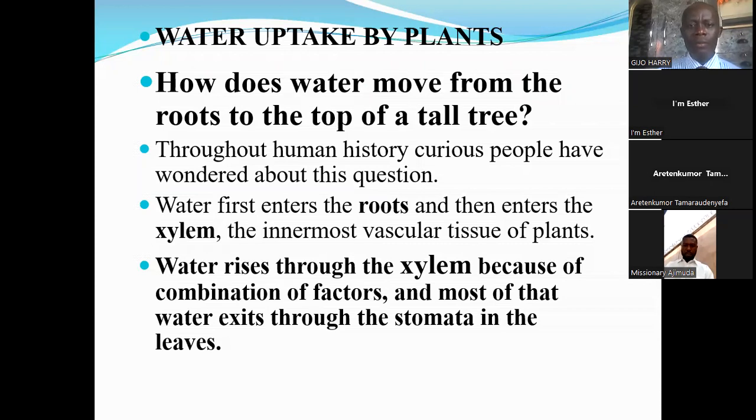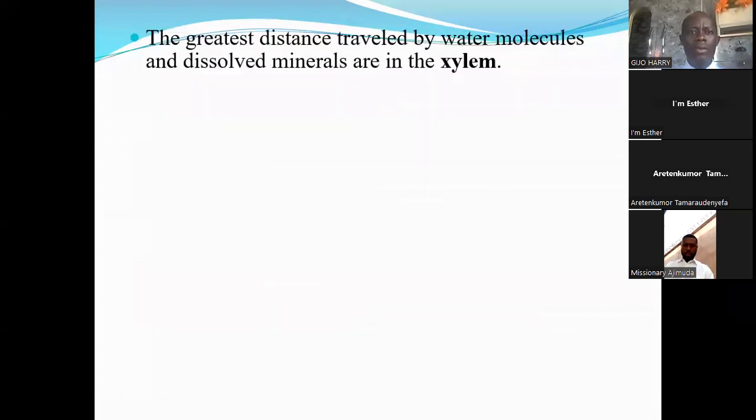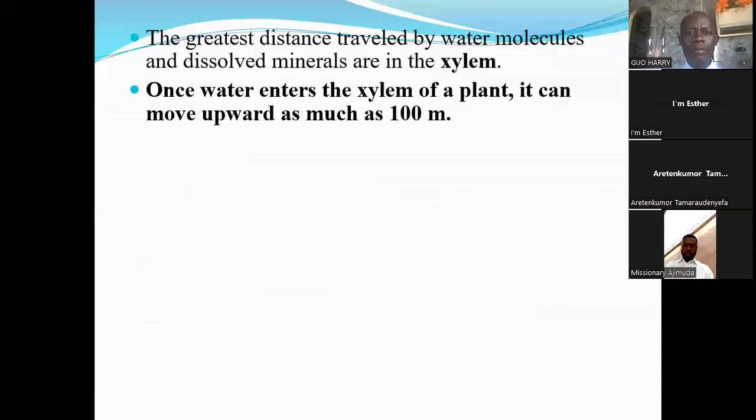The xylem is responsible for the transportation of water from the roots to the leaves. And the water exits through the stomata. So the water is used for photosynthesis, but some of it is lost through the stomata. The water that's been absorbed through the xylem can be transported even up to 100 meters high.